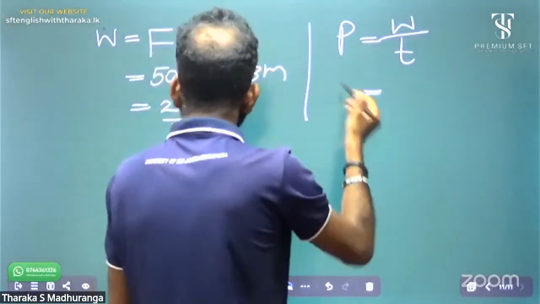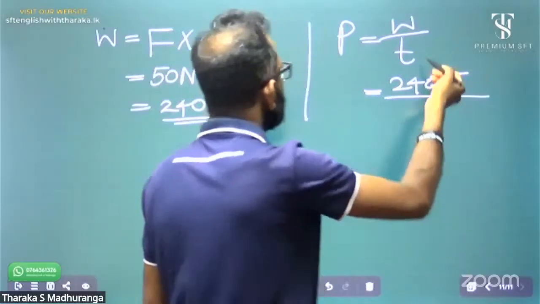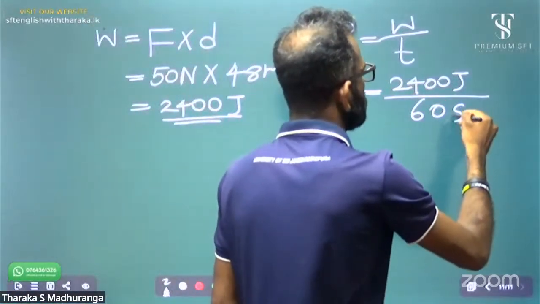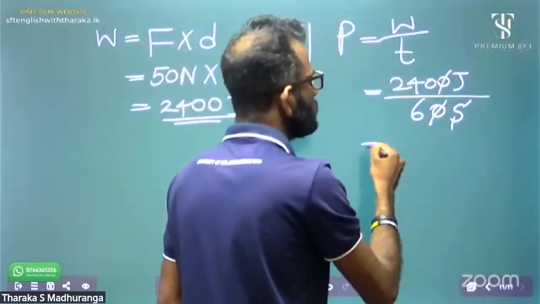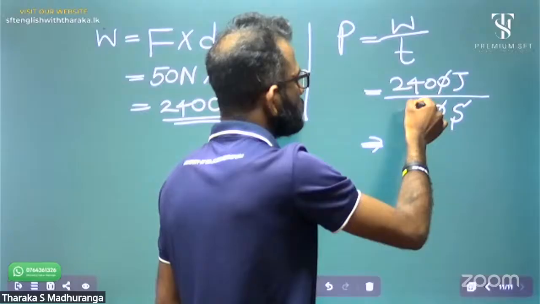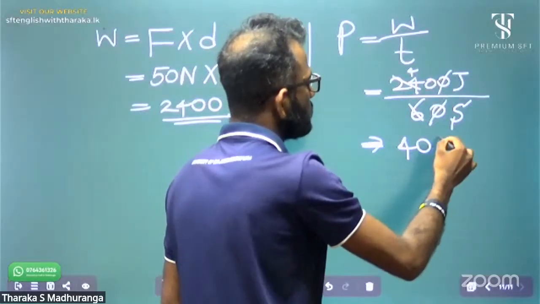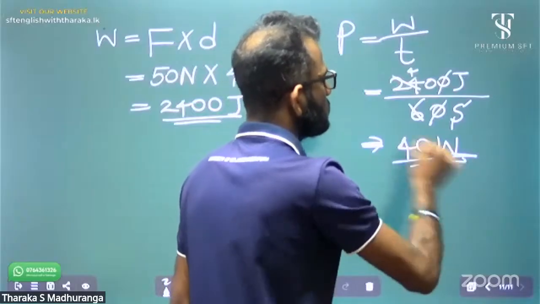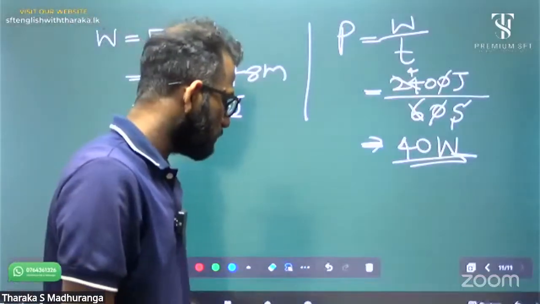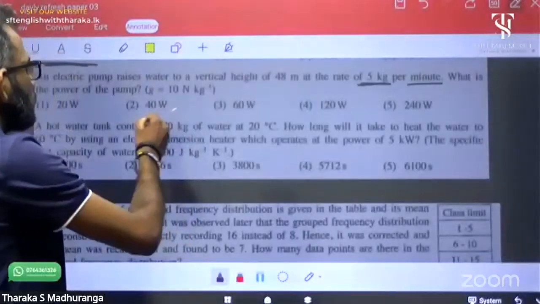Okay, now what is the work? 2400 joules divided by time. Within 1 minute means how many seconds? 60 seconds. 0 to 0 cancel. 240 to 24 cancel into 4, no? 4 into 10, 40. 40 watt. Power unit, watt. Capital W. 40 watt. Answer number 2.